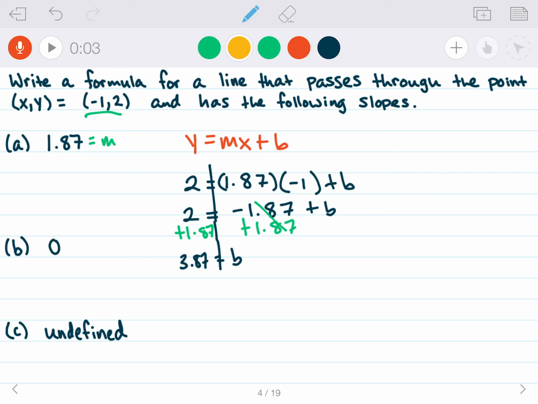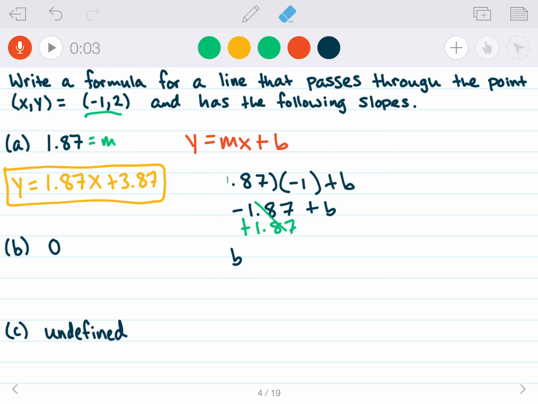All right, so my answer for part A is going to be y equals 1.87, that's m, times x, plus 3.87, that's b. So that is our answer here in y equals mx plus b form. That's our formula. Okay, let's look at the next one.